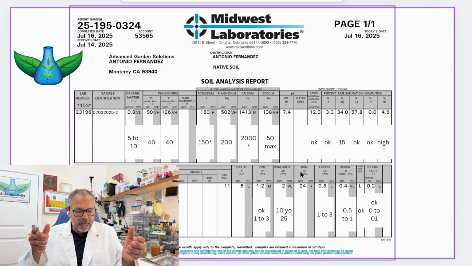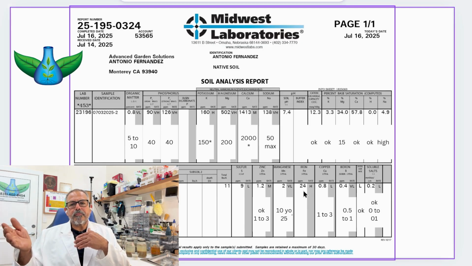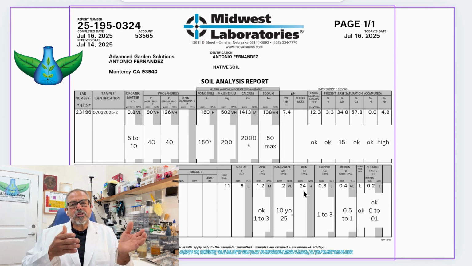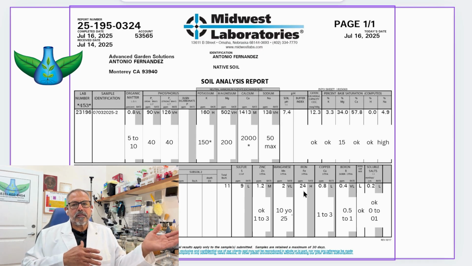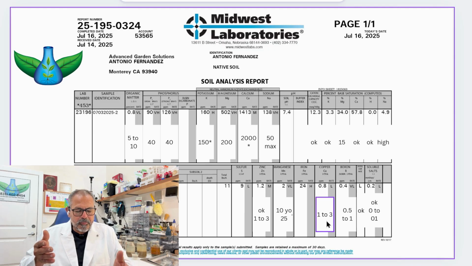The next one is iron. Iron is at 24 parts per million. A good range is between 10 and 50 parts per million, but alkaline soils block iron from plants. Copper. Copper is at 0.8 parts per million, when ideally it should be between 1 and 3 parts per million.